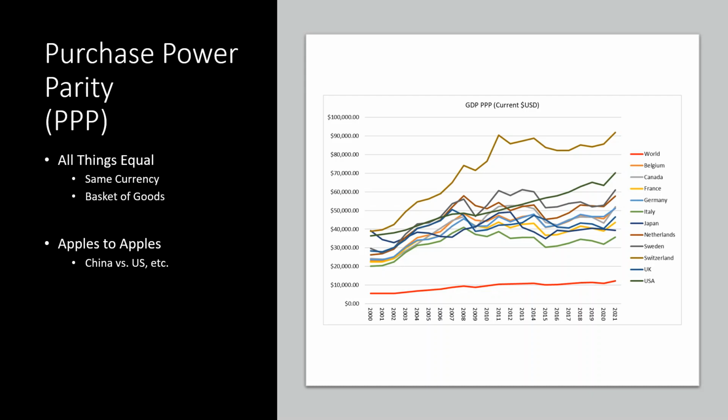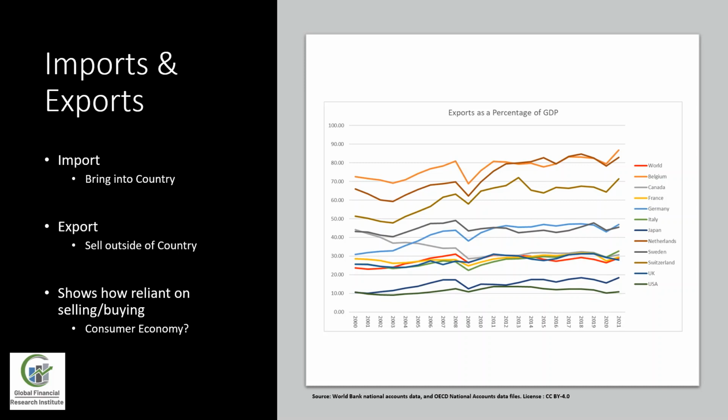One of the next most widely discussed topics in economics is imports and exports. Imports are any goods or services that are brought into a country. Exports are any goods or services that are sold outside of a country. It's used to show how reliant on selling or buying some countries might be, and it also gives an indication as to how reliant that country is on producing its own goods and services and utilizing them within the country rather than selling or buying them elsewhere. So it's a very important measure within economics.